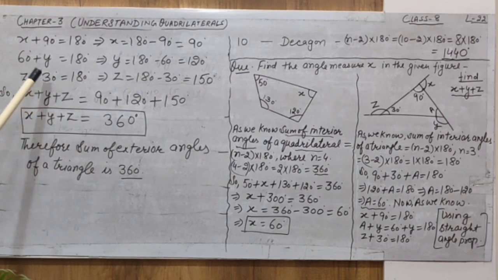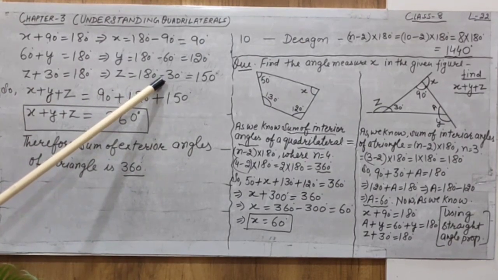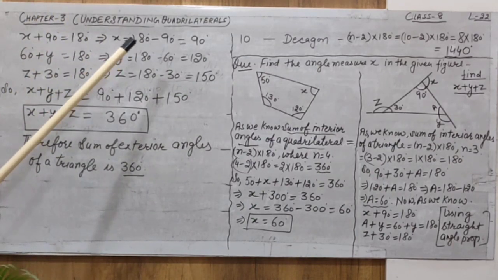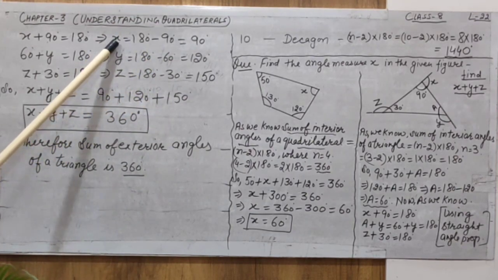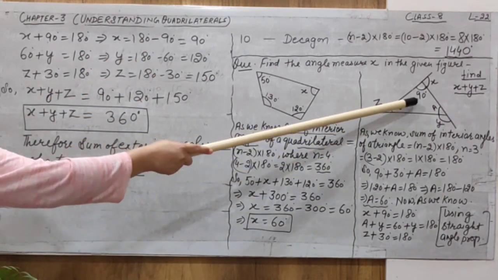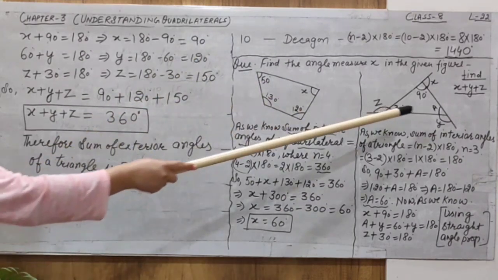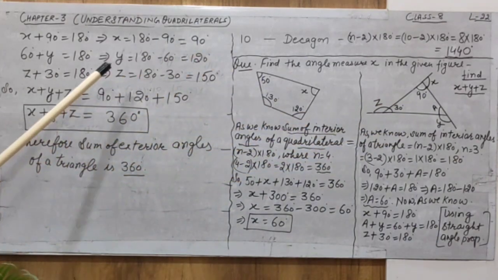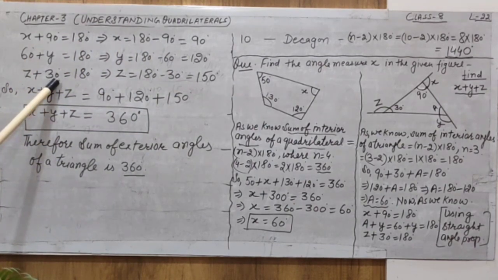The 30 on the left hand side, when we transpose it to the right hand side, its sign changes, that is, it takes the negative sign. On the left hand side all the angles are with positive sign. When we transpose them towards the right hand side, their signs are negative. So we get the value of x, the exterior angle next to the 90 degree angle, equal to 90. You can see from this, if this is 90 degrees, 90 plus 90 is equal to 180. Next, y is equal to 120 using the equation of the straight angle property.